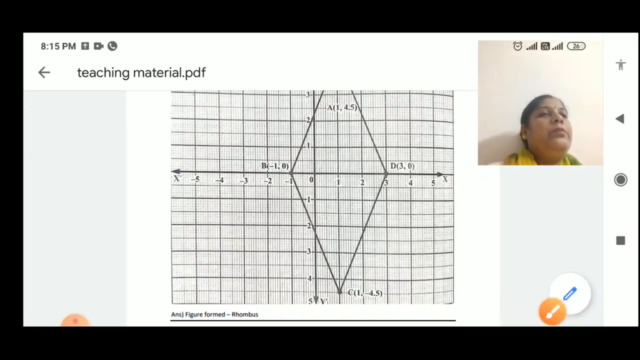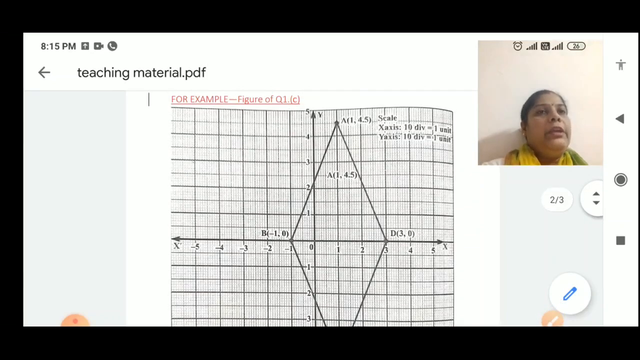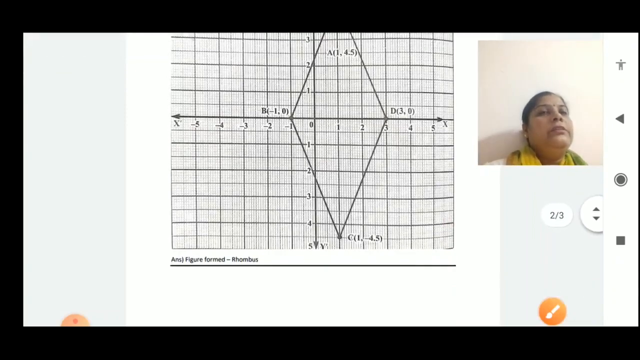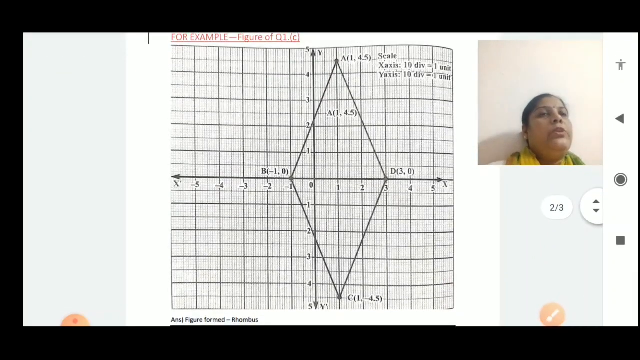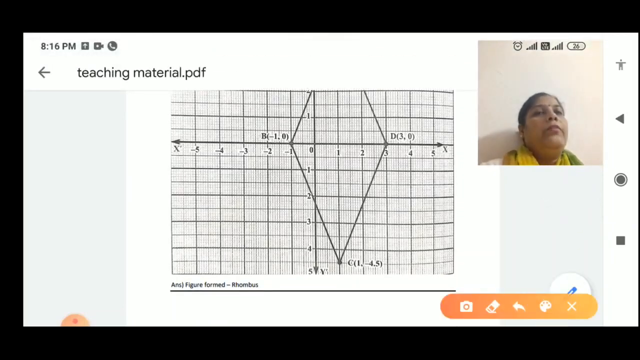Then after plotting the points, you will join the points properly. Point A will be joined to point B, then B to C, C to D, and again D to A. Then you will get a figure. So this figure is a rhombus. As you can see, this is a rhombus. I have written the answer below: figure formed is rhombus, and you can write the name of the figure here also, rhombus.